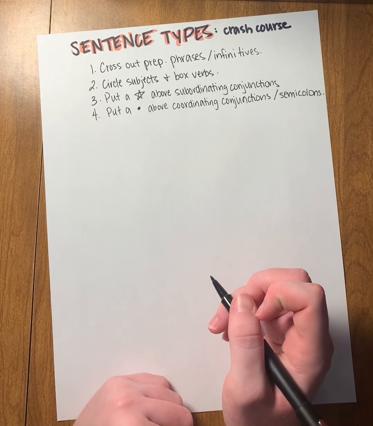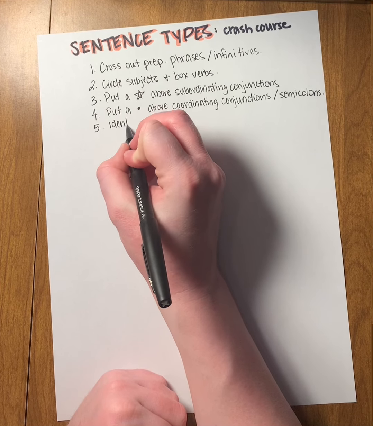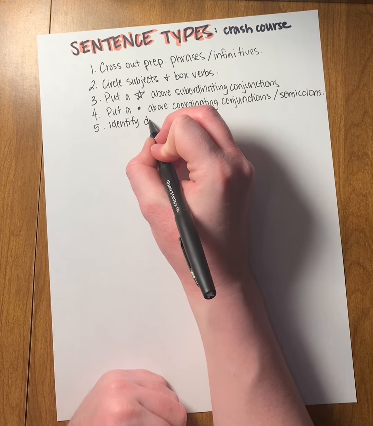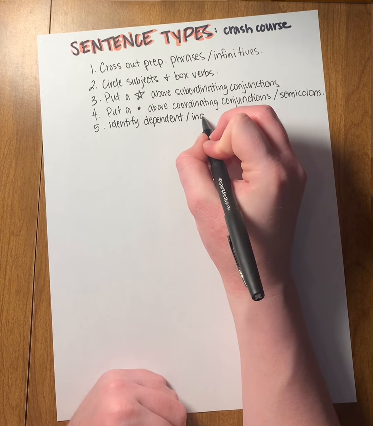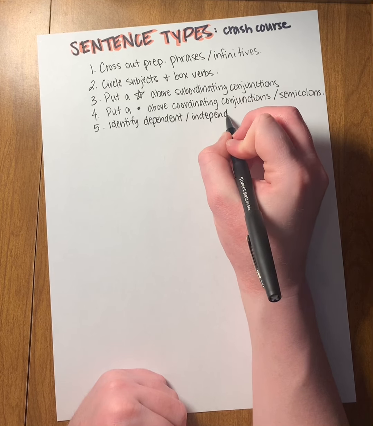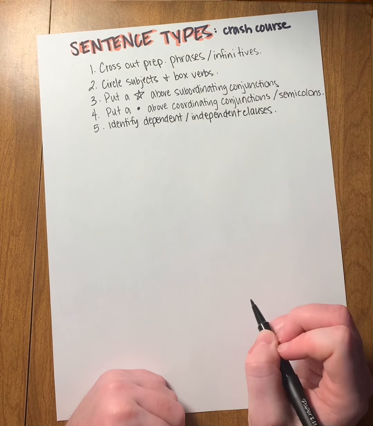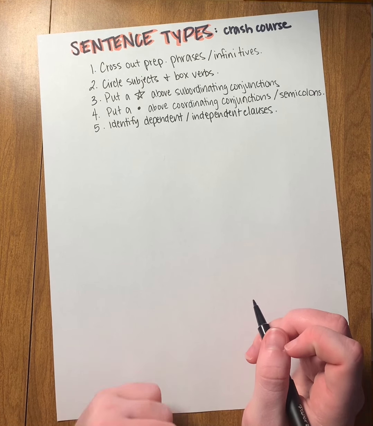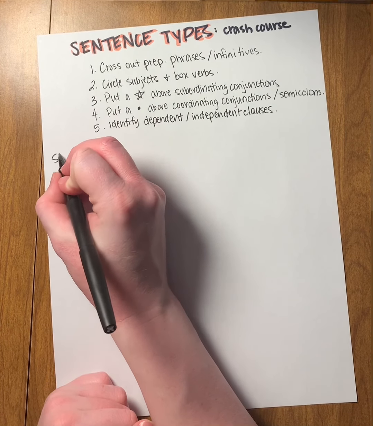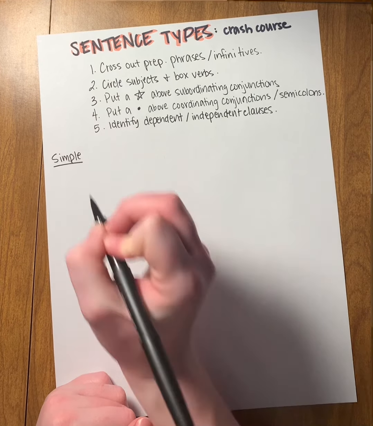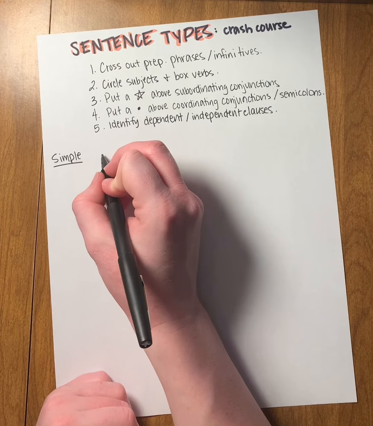Okay. We also want to make sure that we identify dependent and independent clauses. Okay, so those are the 5 things we're going to do with any type of sentence. Let's look at the first type of sentence. The first type of sentence we're looking at is a simple sentence. And a simple sentence, the formula is pretty simple.